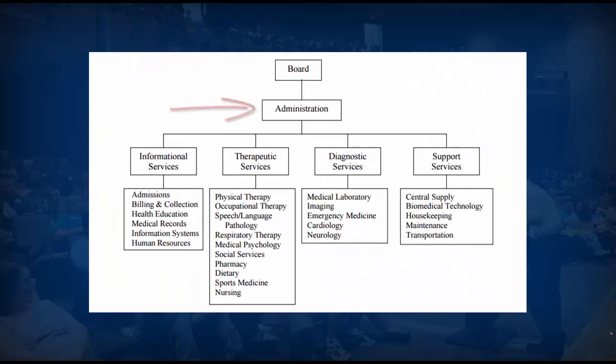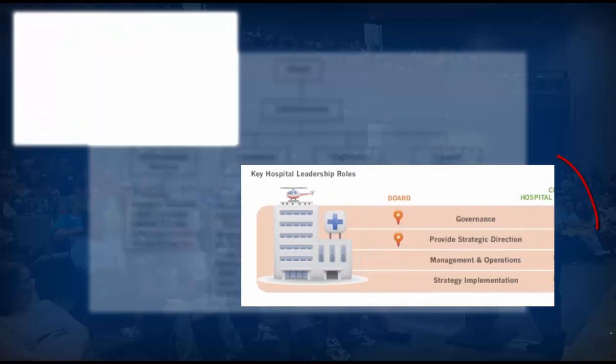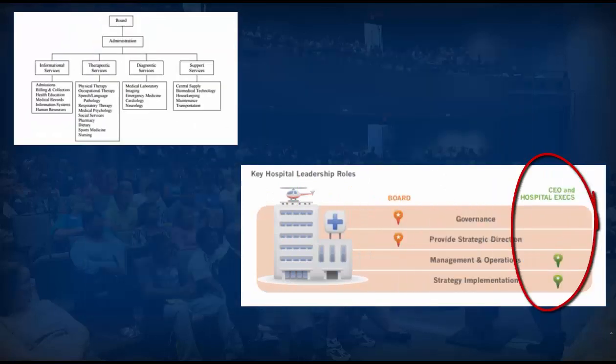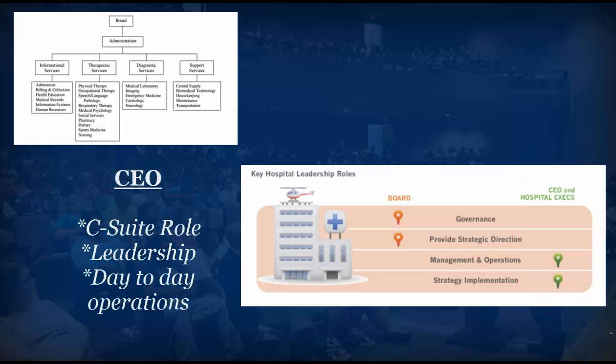Three main roles that we want to make sure to look at within our governance structure are your CEO, your board of directors, and your chief of medical staff. So your CEO, your chief executive officer, is in your C-suite. They are the person who is in charge primarily of the hospital. They look at the day-to-day operations, and they are at the top of the leadership for the hospital structure.